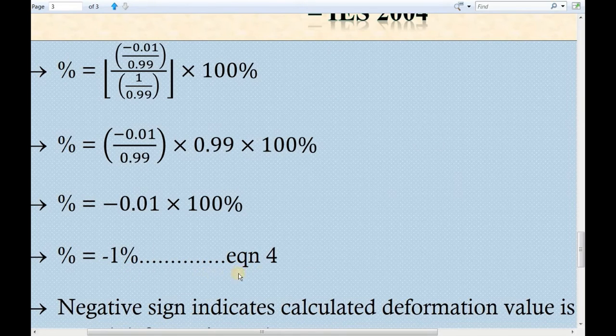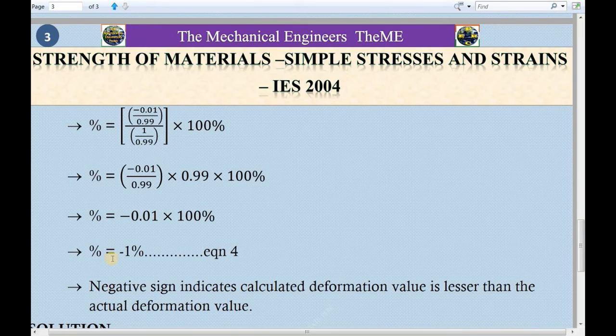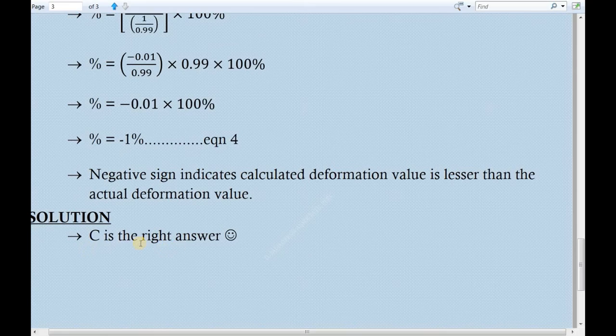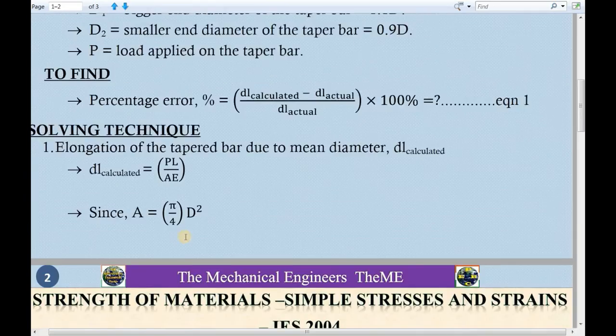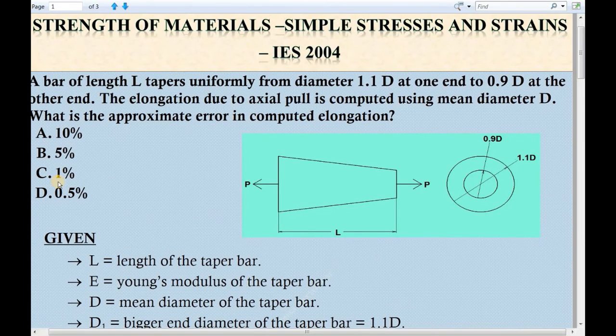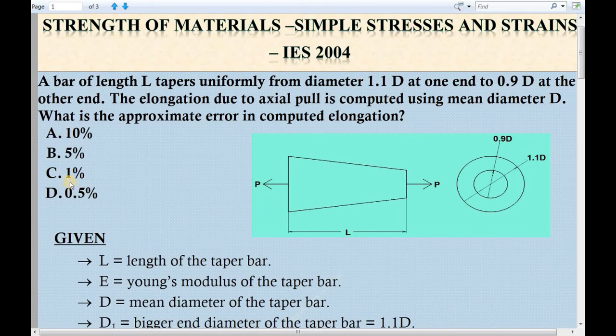Consider this one as equation 4. So equation 4 represents the percentage error in elongation or deformation value obtained from the mean diameter of the tapered bar is 1%. Negative sign indicates calculated deformation value is lesser than the actual deformation value. Okay. So solution for this question is C is the right answer. You can see here among these four options C holds the value of 1%. So the approximate error in computed elongation is 1%.